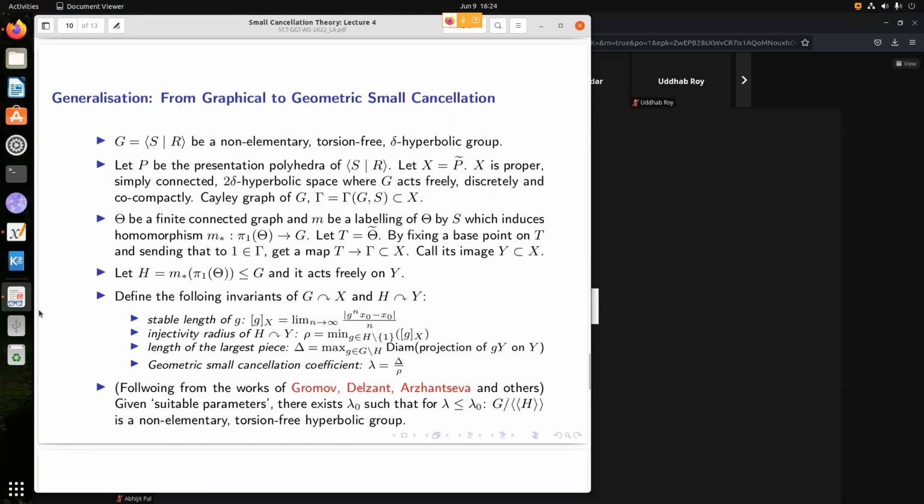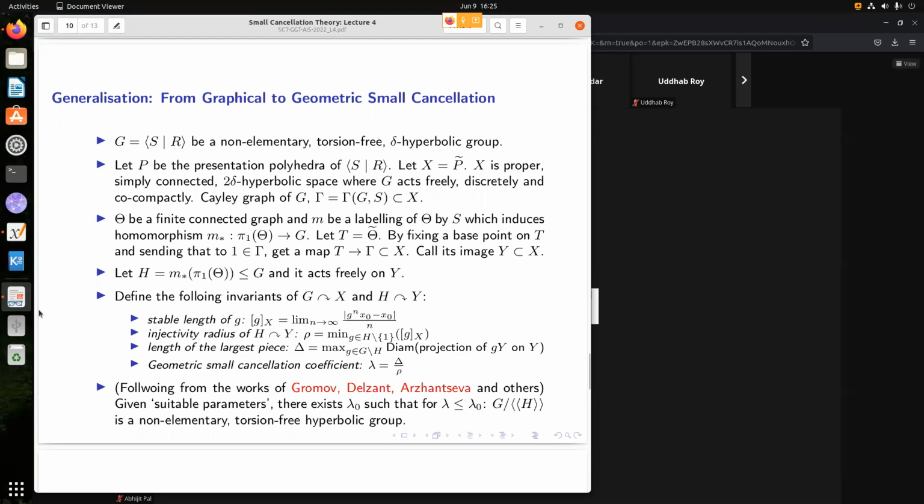Because all these elements of theta are labeled by these S elements, right? So now we take the universal cover of theta, and we fix a base point on that. What we are looking for is to map the universal cover of that given graph theta inside the Cayley graph of G.